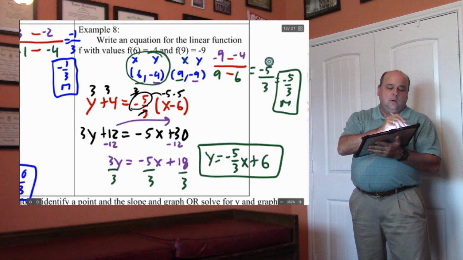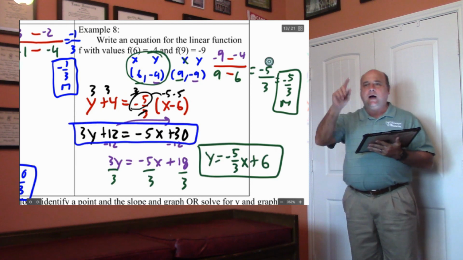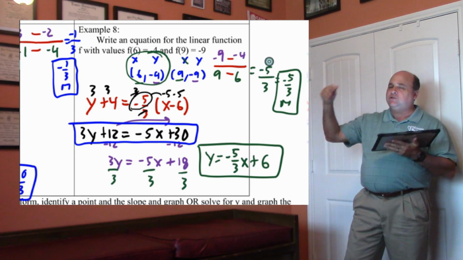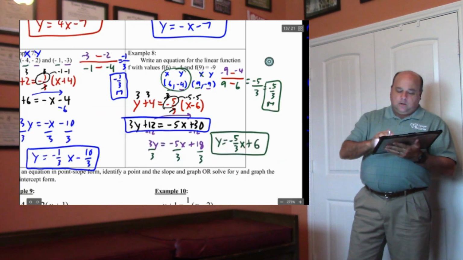And remember, you're going to end up with this every single time. Y plus or minus a number equals x plus or minus a number, and you just switch it to standard or y-intercept. Okay.